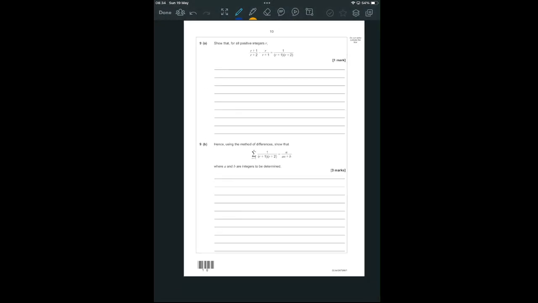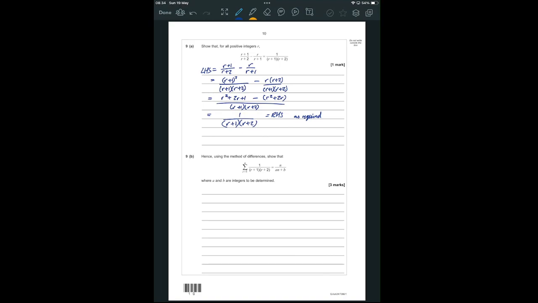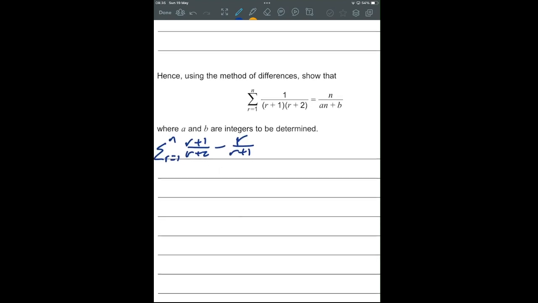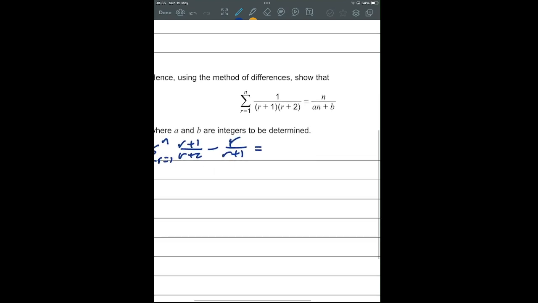Use the method of differences. Well, the thing we're summing is exactly what we had in that first part. So I'm going to rewrite it, not using the sum that they've told me, but the sum, I've written as r plus 1 over r plus 2. This is the partial fraction form. It's not really partial fractions though, is it? Because you've got r's on the top and the bottom. That's a bit of a misquote. The separated, clever separation fractions form.